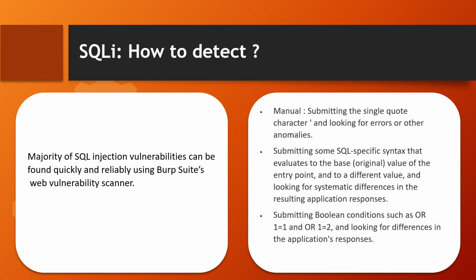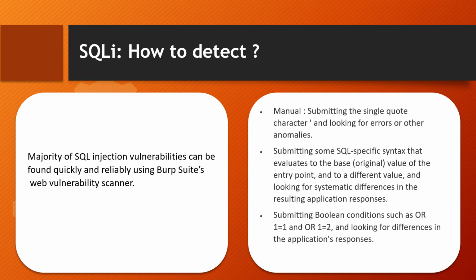How to detect? There are two ways we can detect it. One is automation. SQL injection vulnerability can be found quickly using the Burp Suite web vulnerability scanner. We can scan it and find it, but manually also we can do it. How can we do it manually? By submitting a single quote character and looking for errors. At the time of testing and development, when you are developing an application that contains sensitive information, these checks need to be done manually. Everything cannot be done by automation, you have to do some manual checks also.